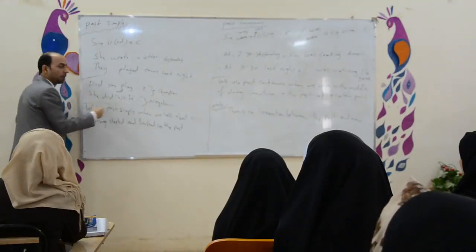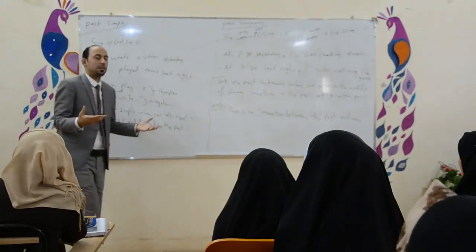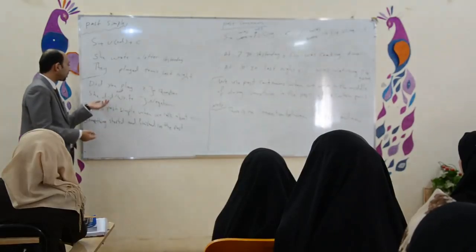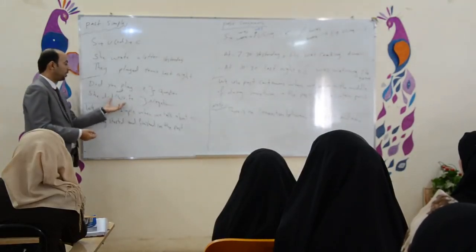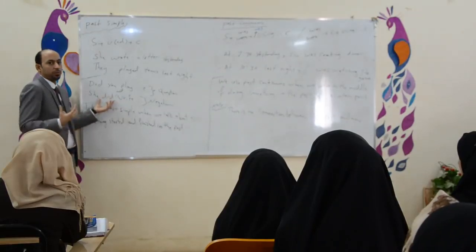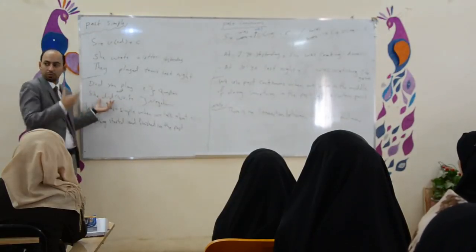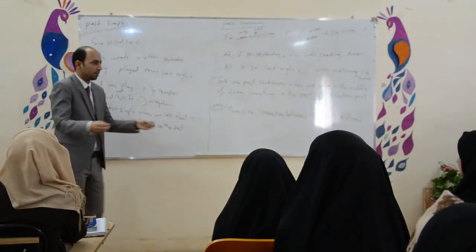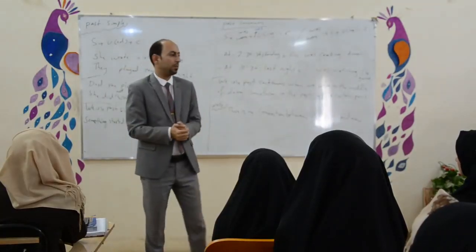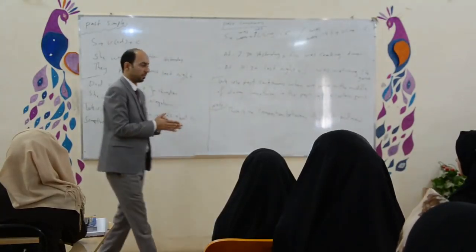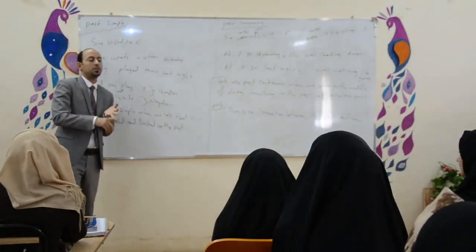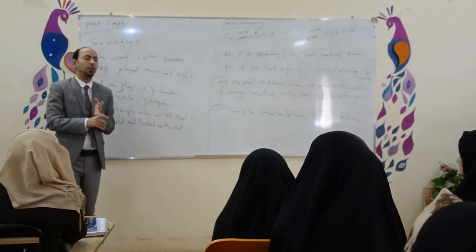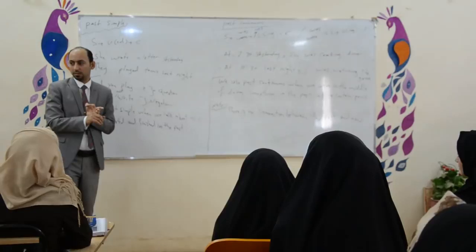And in negation, how to negate? I want to negate a sentence in past simple tense. How can I negate it? I negate it in this way: she didn't write. She didn't write. Did not. We should put did not when we want to negate. And after did not, the verb should be infinitive. Okay? It must be infinitive. After do not, does not, did not, the verb should be infinitive. No ing, no ed, no s.